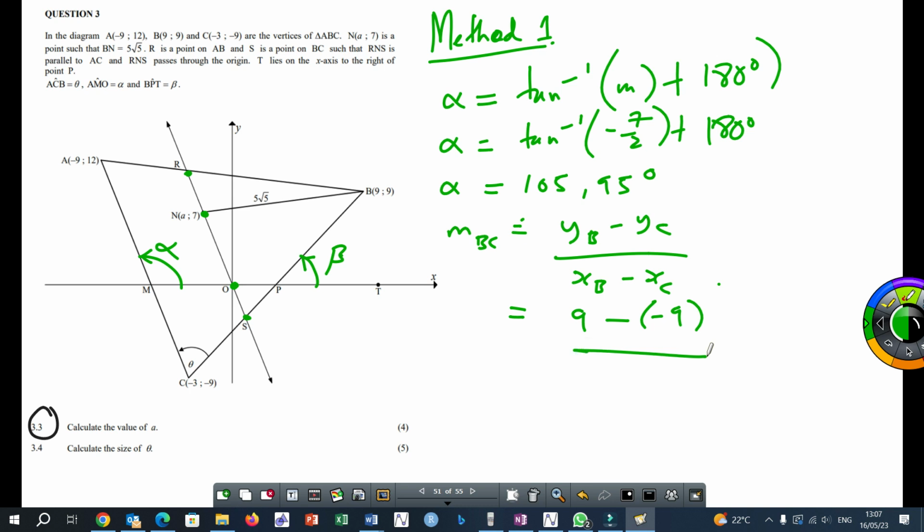Can you minimize talking? My microphone is active. Right? XB is 9. XC is minus 3. So you get 18 over 12. This is equal to 3 over 2.